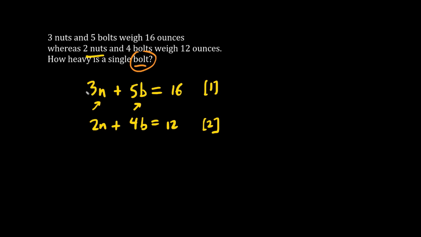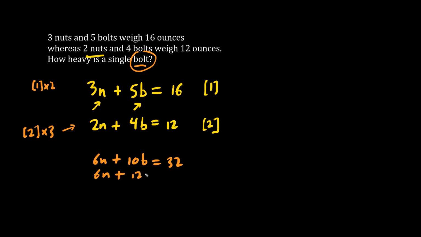Let's find the LCM. Let's find the LCM of 3 and 2 in order to cancel out the n's. So let's make equation number 1 a 6n. So we're going to multiply equation number 1 by 2. We have 6n plus 10b equals 32. And we'll multiply equation number 2 times 3. So we have 6n plus 12b equals 36.